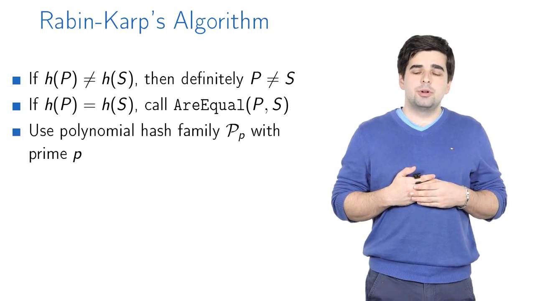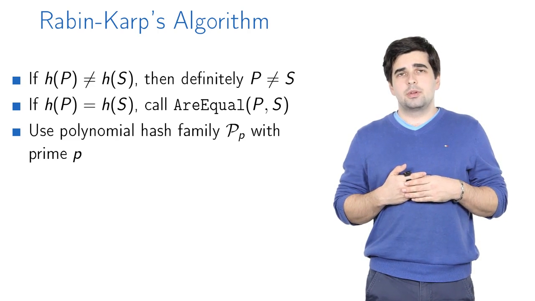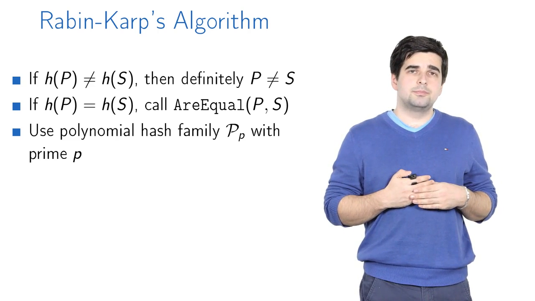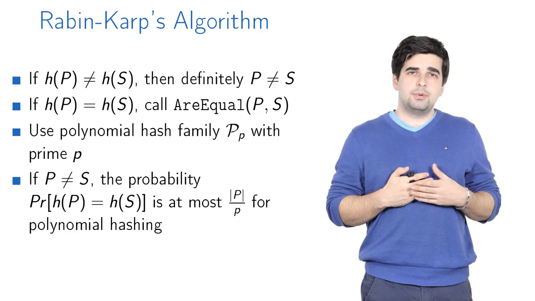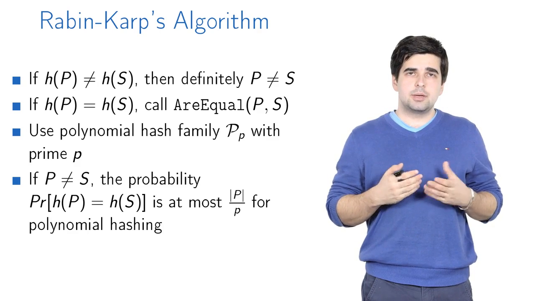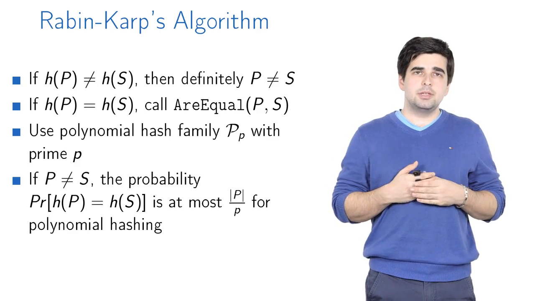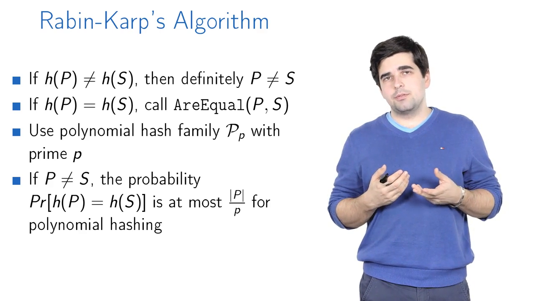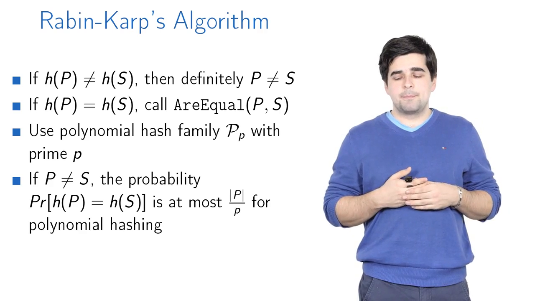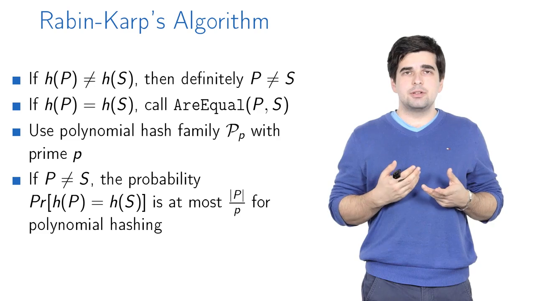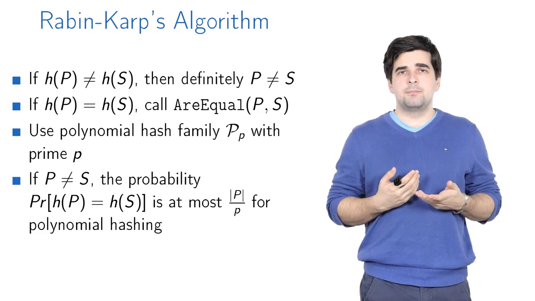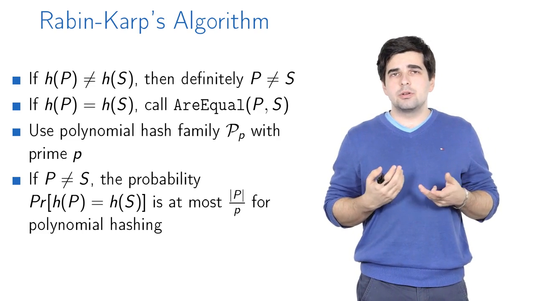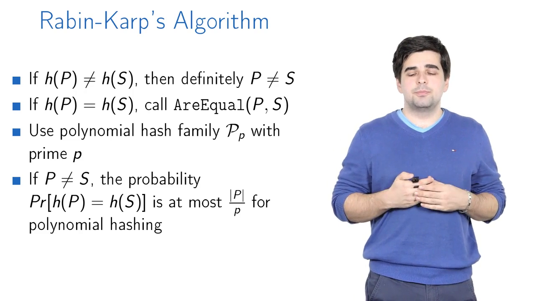So we will use the polynomial hashing family, calligraphic H with index p, with some big prime number p. If pattern P is not equal to substring S of the text, then the probability that the value of the hash function on the pattern is the same as on the substring is at most the length of the pattern divided by our big prime number p. And we will choose a prime number p big enough so that this probability will be very small.